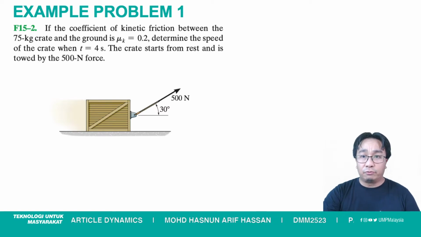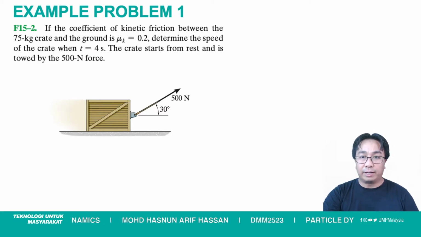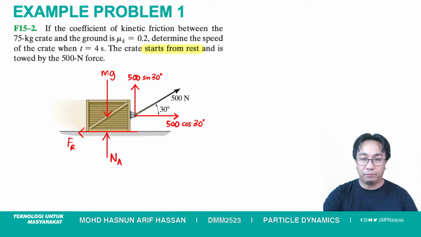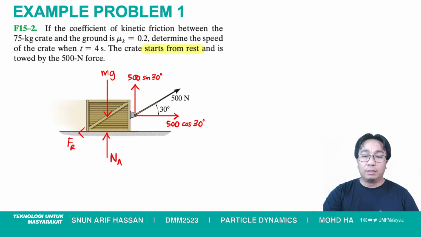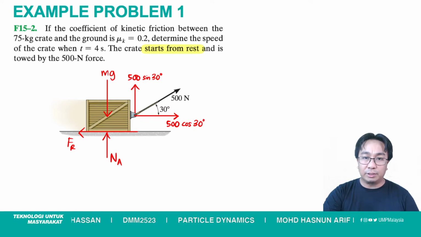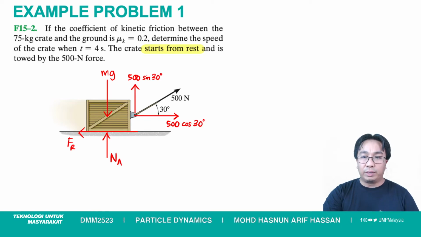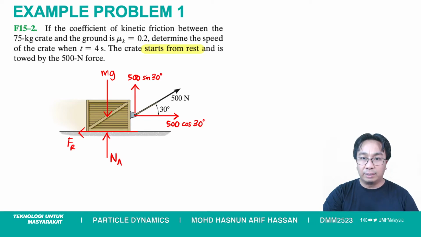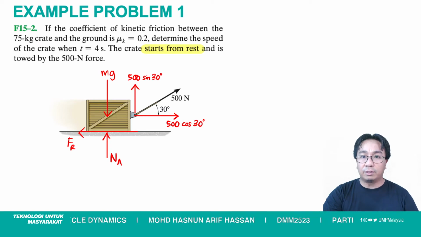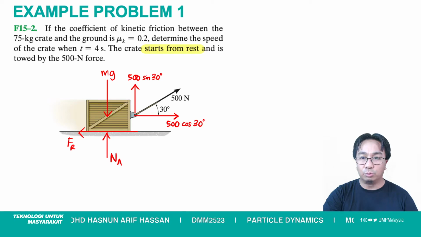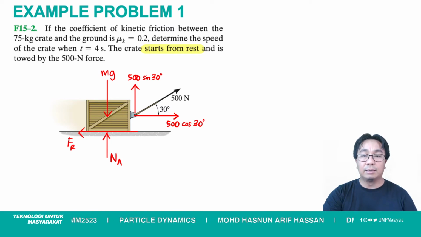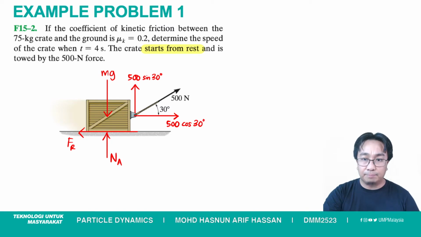All right, so first thing first is to draw the free body diagram. We have the weight pointing down, the normal force pointing up, the friction going backwards, and we can resolve the pulling force or the towing force of 500 Newton into x and y axes: 500 cos 30 in the x-axis and 500 sin 30 in the y-axis.